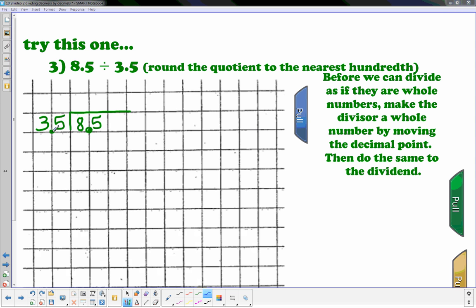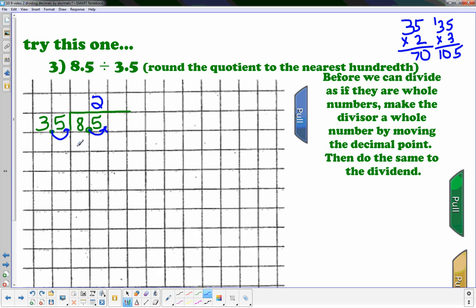How many times do I need to move the decimal point to make 3.5 a whole number? I hope you said once. So 85 divided by 35. Off to the side on your paper, we need to start doing some multiplication to figure this out. So 35 times 2 gives me 70. 35 times 3 is 105. So what's the closest I can get to 85?